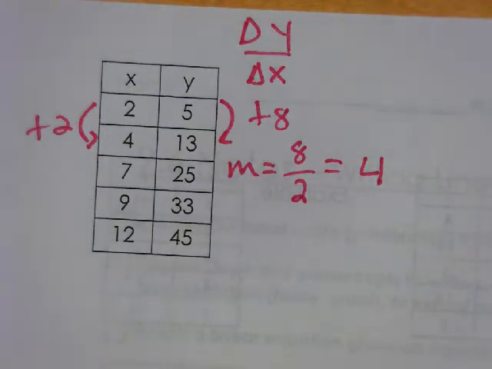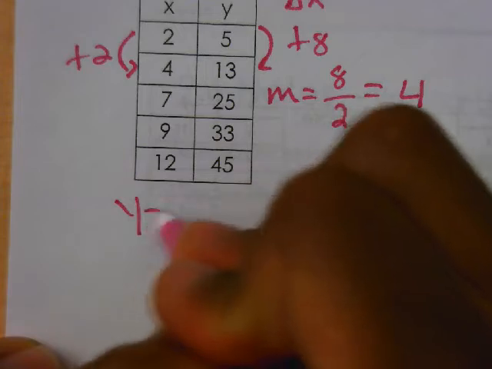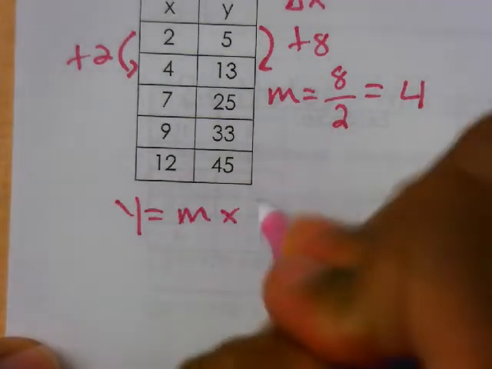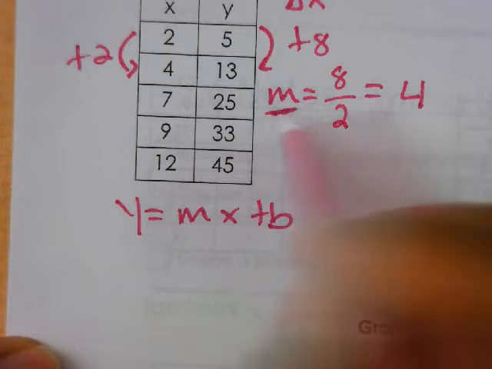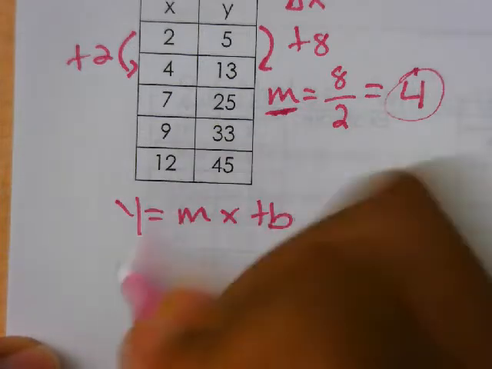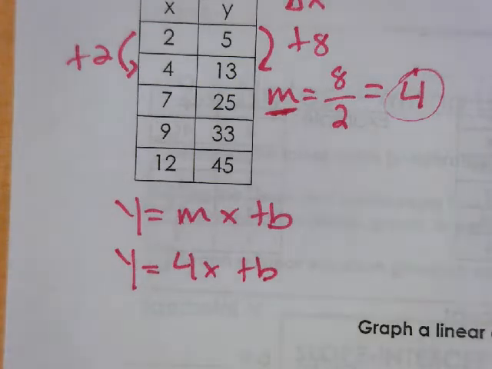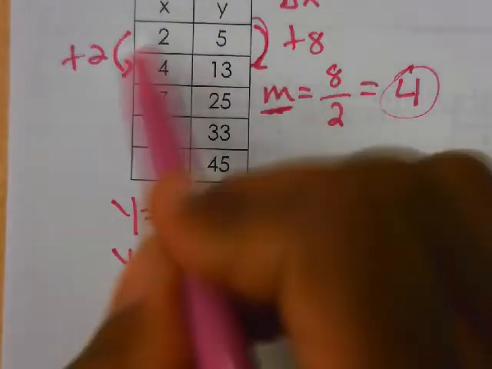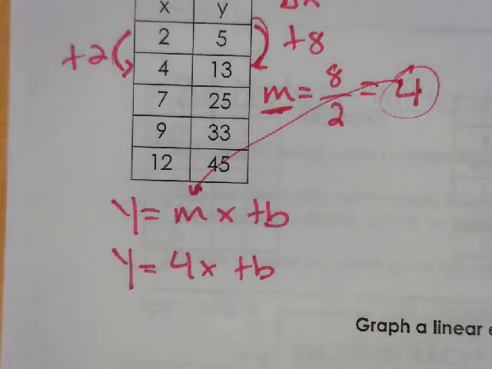What I do from this point is I substitute, okay? I'm going to use the equation y equals mx plus b. I know that my m is 4, so I'm going to write y equals 4x plus b. How do I know that the m is 4? Well, I solve for the slope, and the slope is 4, and that 4 goes where the m is. So now I have y equals 4x plus b.